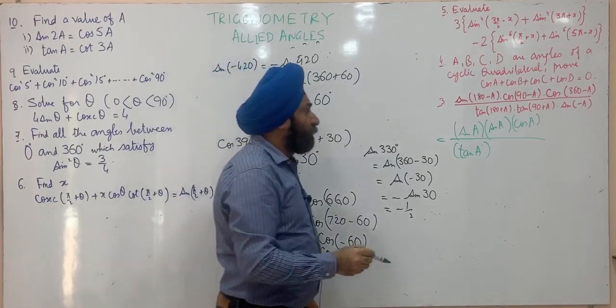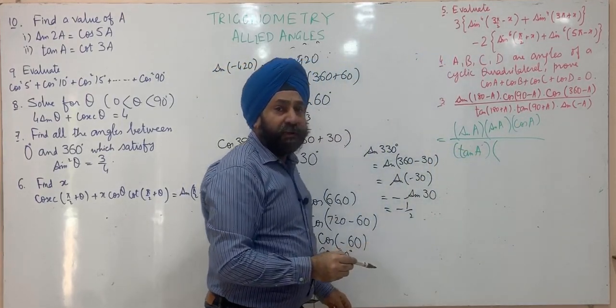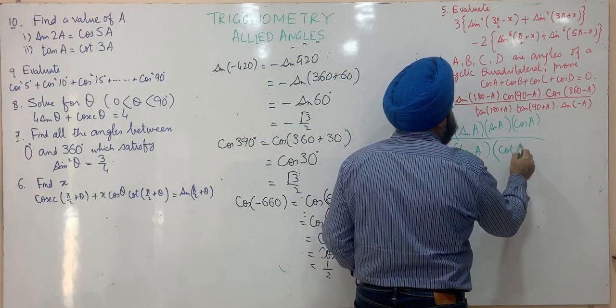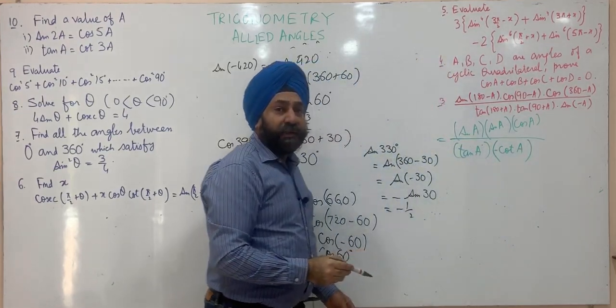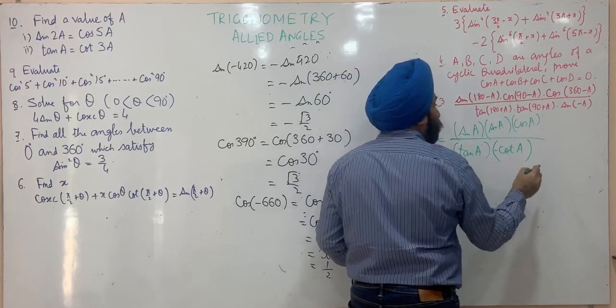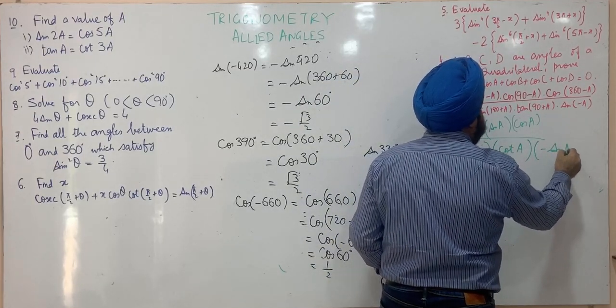Tan 90 plus a, 90 is an odd multiple, so therefore we add co and it's cot of a, and we have a negative sign here because 90 plus a is in the second quadrant where tan is negative. Sine of minus a, fourth quadrant, minus sine of a.